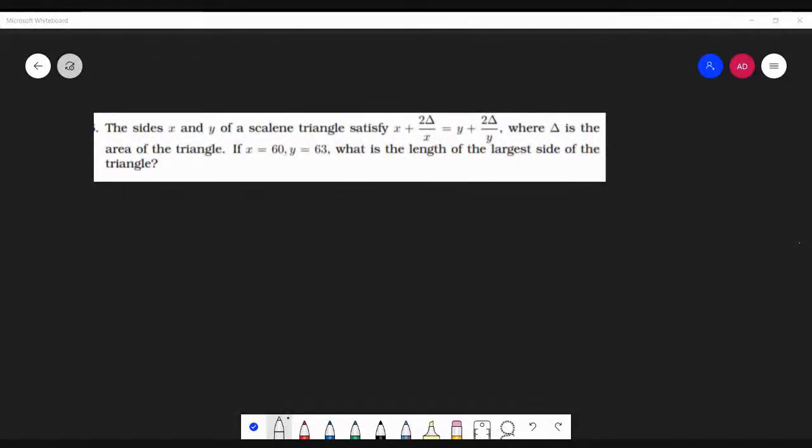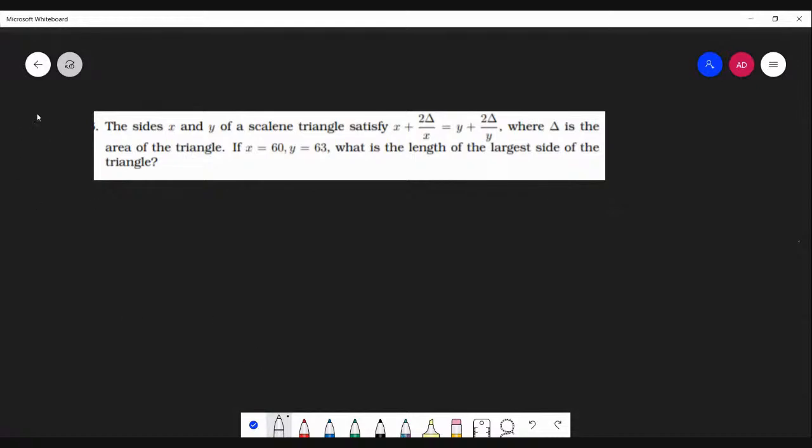So this is problem number 16 in IOQM. This is a very easy geometry problem. It says that x and y are the sides of a triangle, which satisfy that x plus 2 delta by x is equal to y plus 2 delta by y.